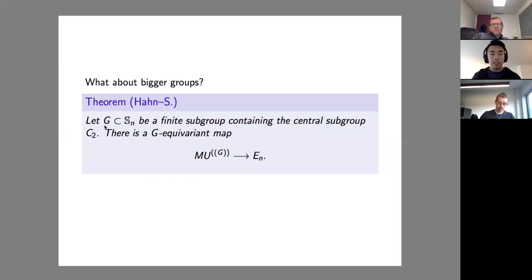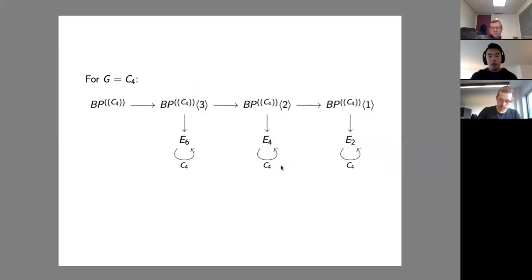So the theorem says that if G is a finite subgroup of the Morava stabilizer group that contains this central C2, then there is a G-equivariant map from MUG to En. So this becomes the real orientation. When I apply the norm, it becomes a G-equivariant orientation. And it turns out a similar tower will exist G-equivariantly as well. So G-equivariantly, there exists this generalized Brown-Peterson tower.